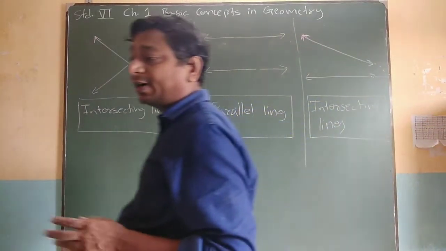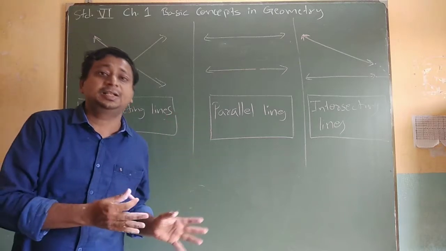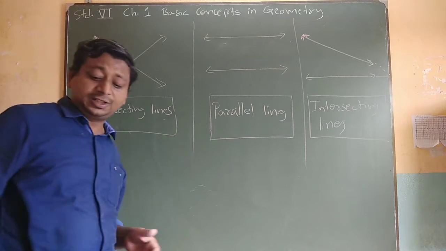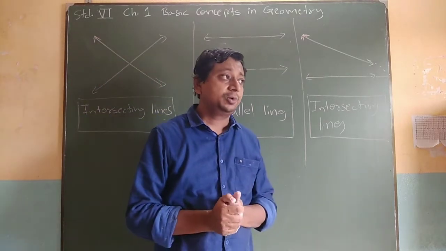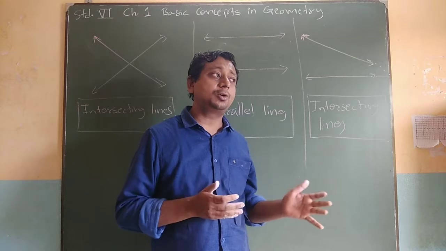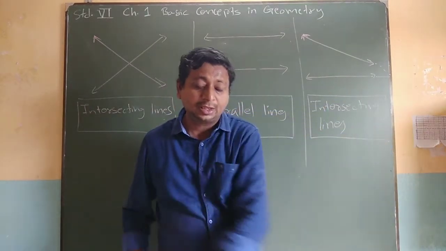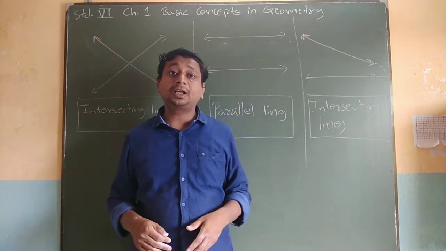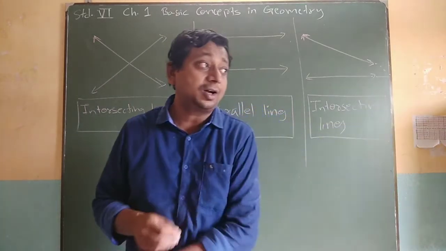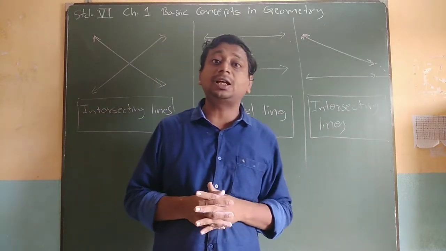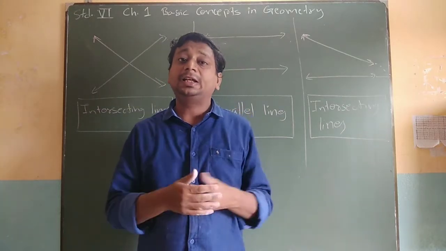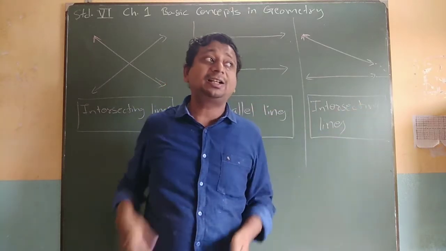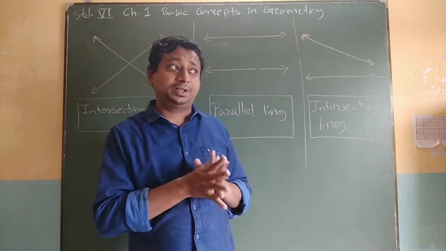Okay, so I hope you have understood the difference between parallel lines and intersecting lines. Fine. Now, for example, sometimes we play Kho-Kho. When we play Kho-Kho, all the students are standing in one line. If you consider the students as points on the line, then the students are called collinear points, because they are standing on a straight line.